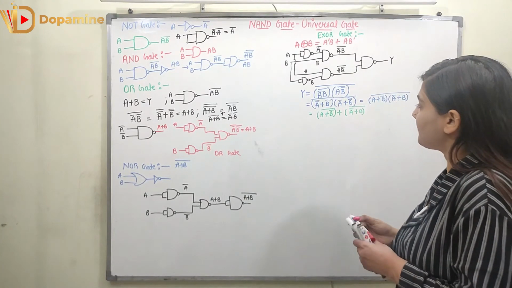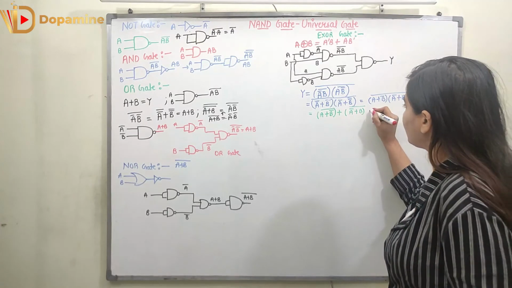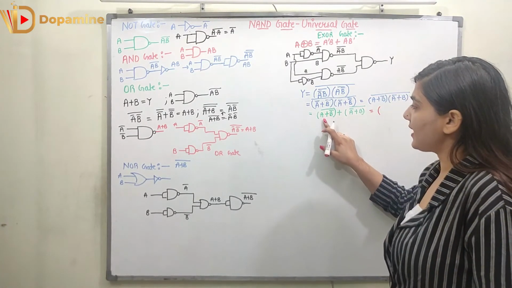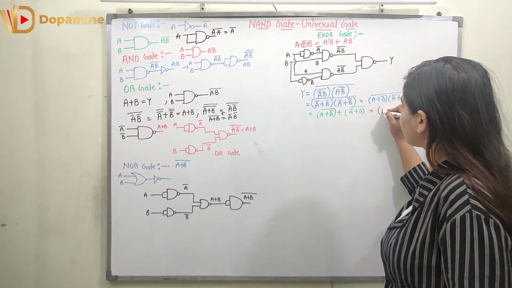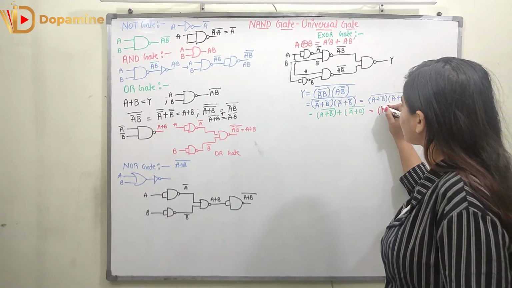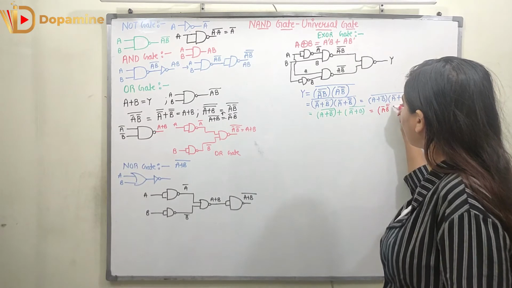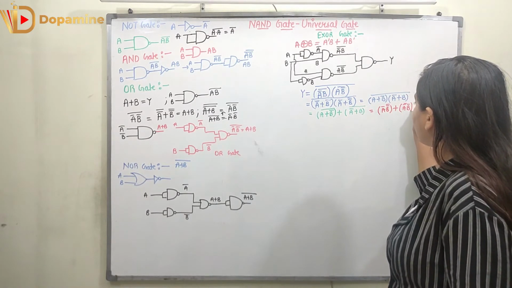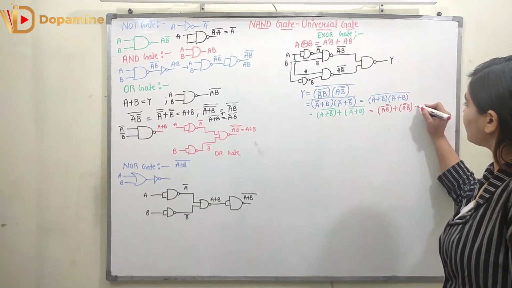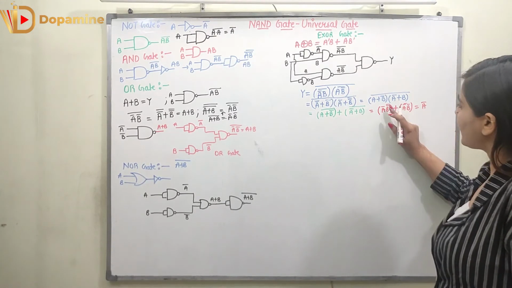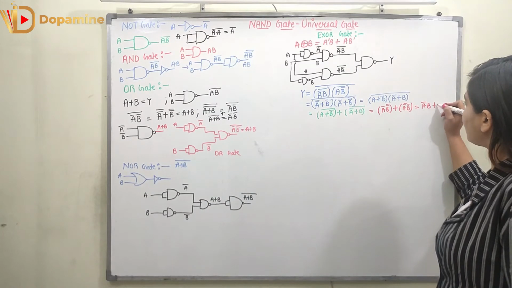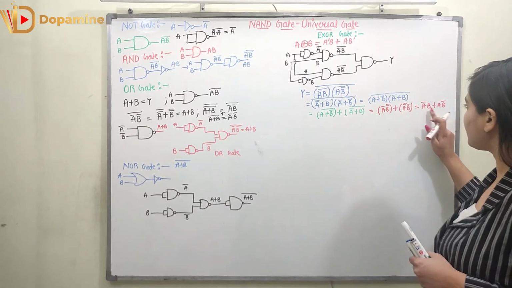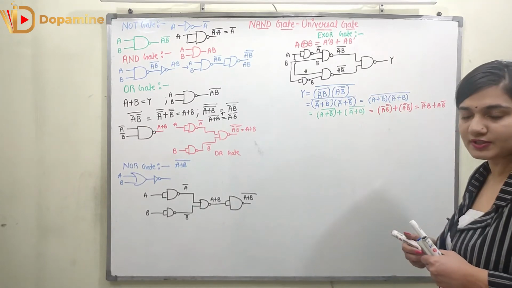So now again we will apply the De Morgan's theorem over here. This is addition. When I apply the De Morgan's, it will be converted into multiplication. So A bar into B bar bar plus A bar bar into B bar. A bar into B bar bar will be equal to B, plus A bar bar is equal to A, and B bar is over here. So this is my A bar B plus A B bar, which is my XOR operation.